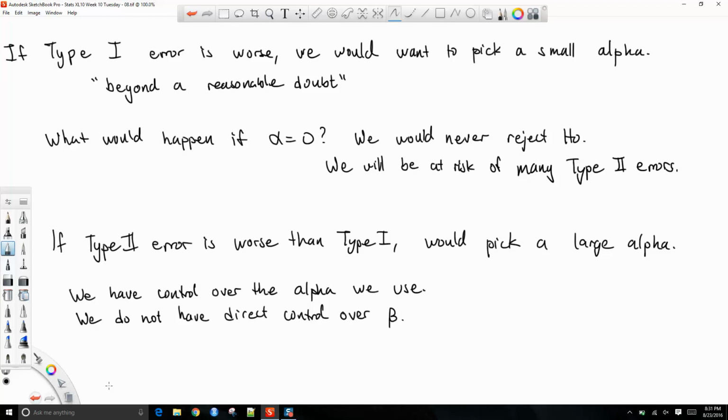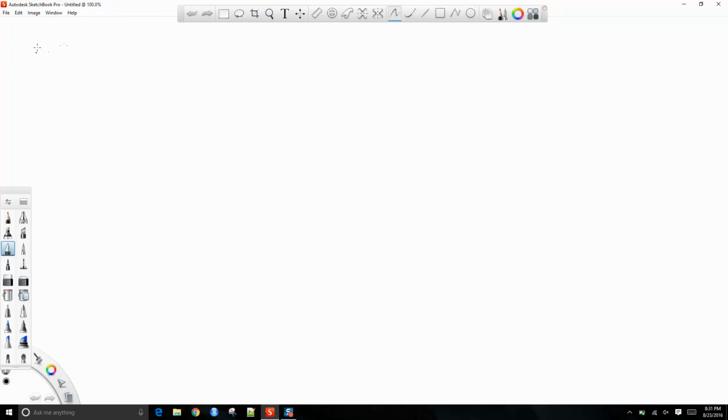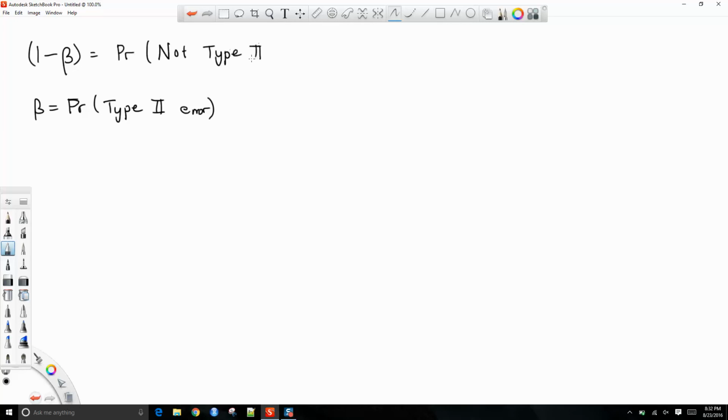Flip the page. So beta is the probability of type 2 error. What would 1 minus beta be? Anytime you do 1 minus a probability, what do you get? You get the complement. So 1 minus beta would be the probability of not committing a type 2 error.